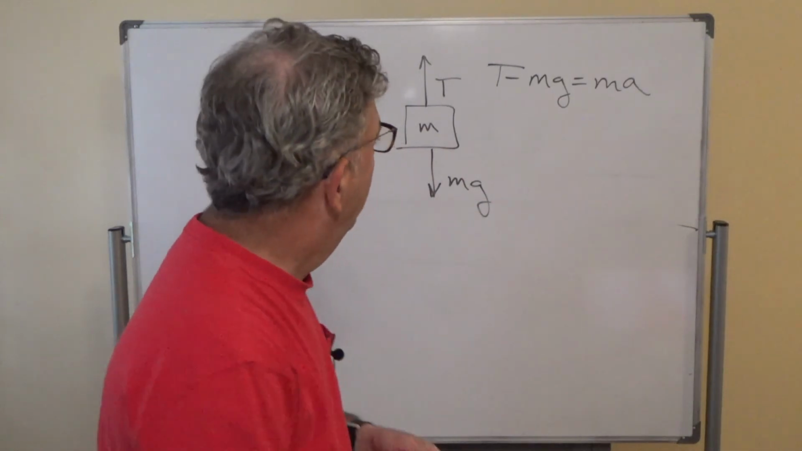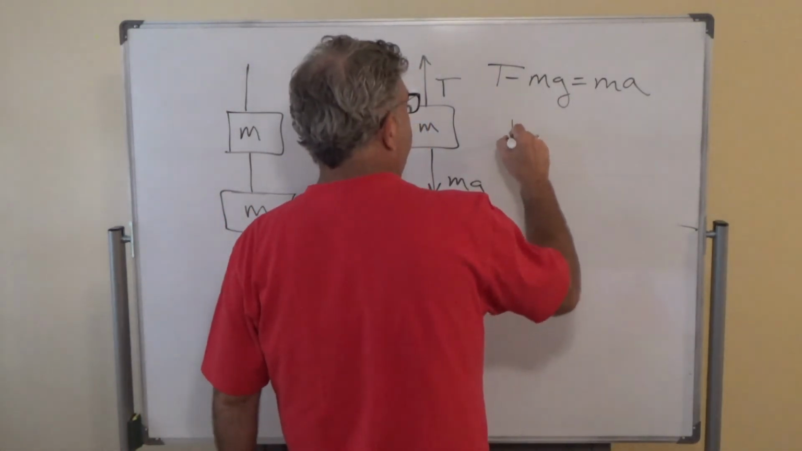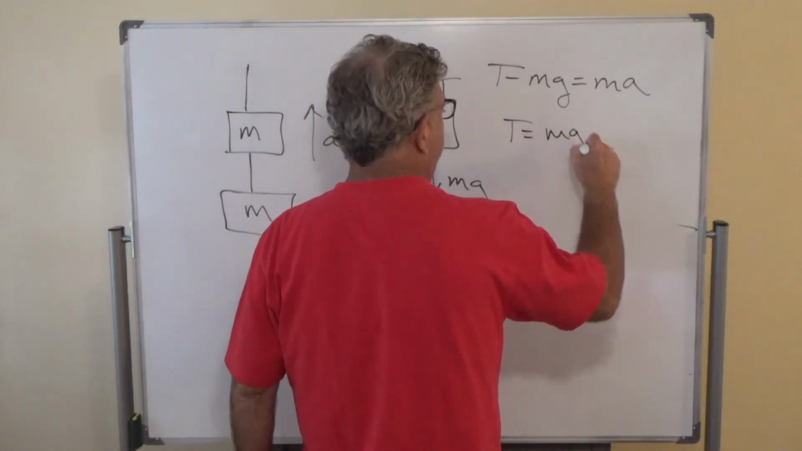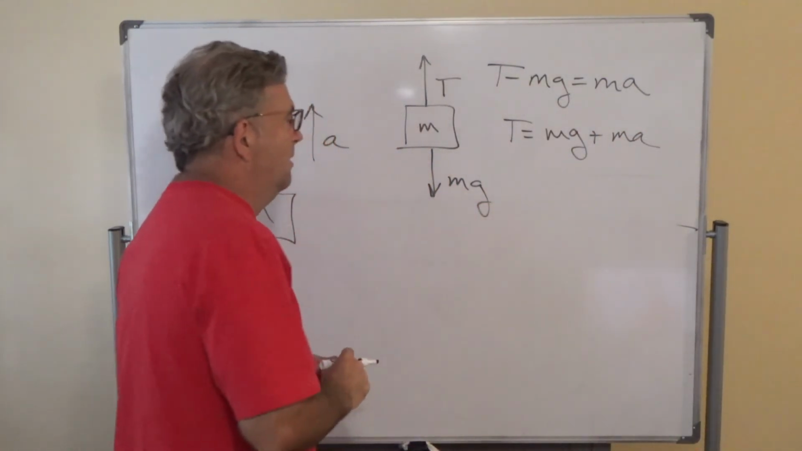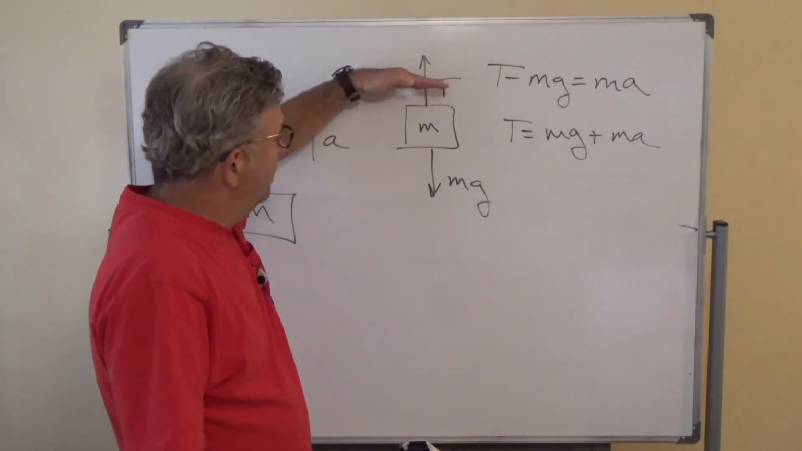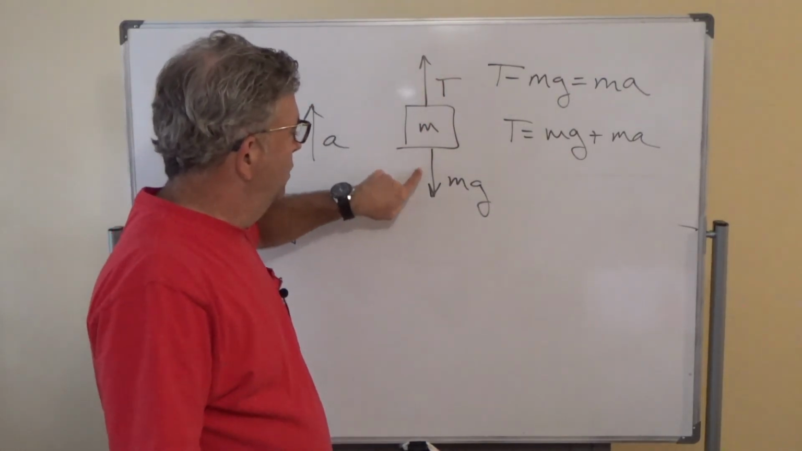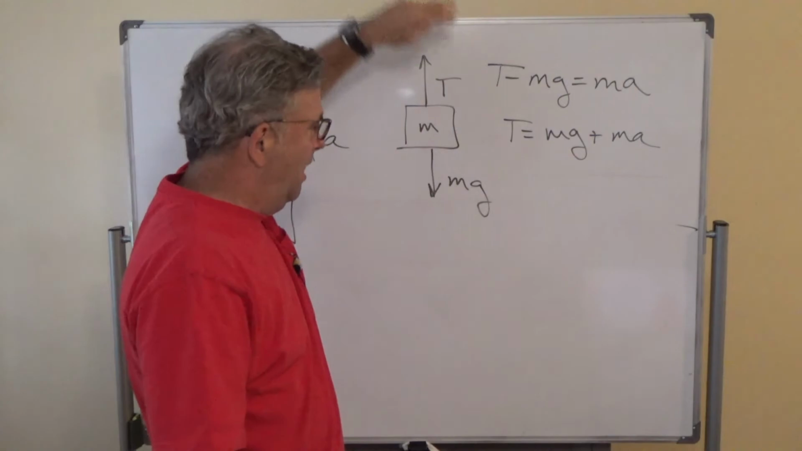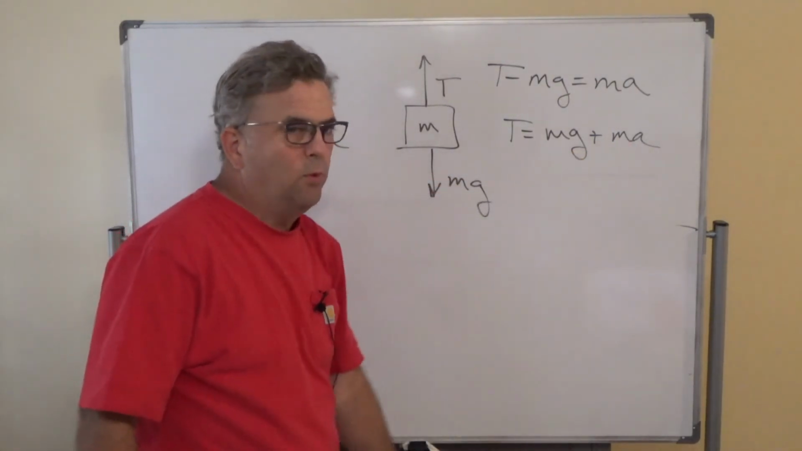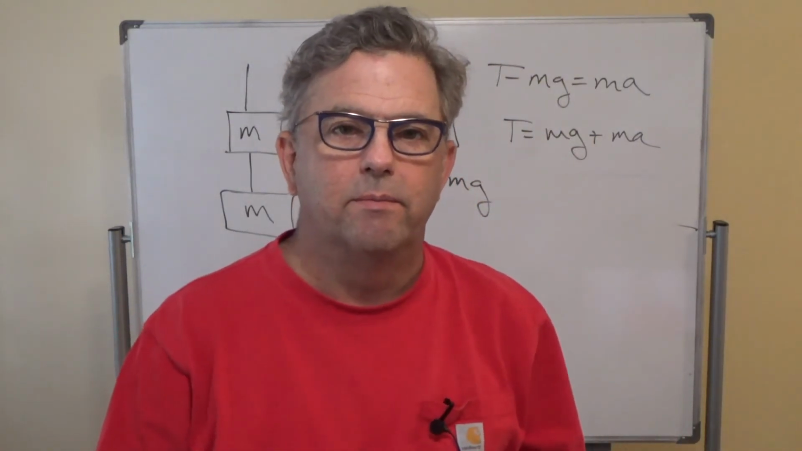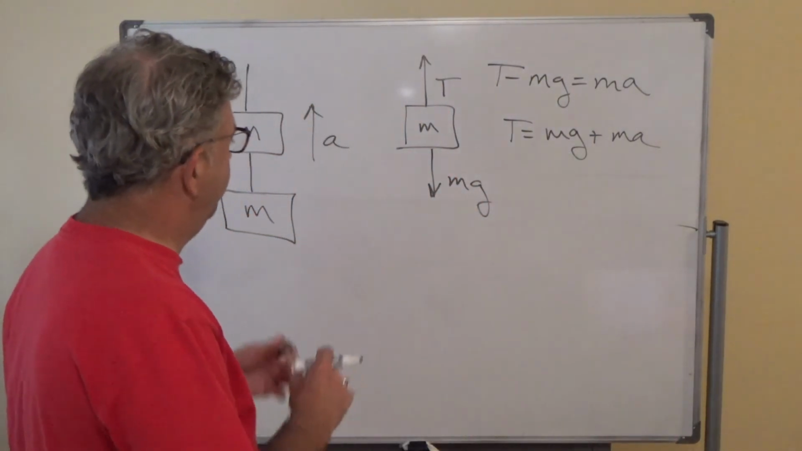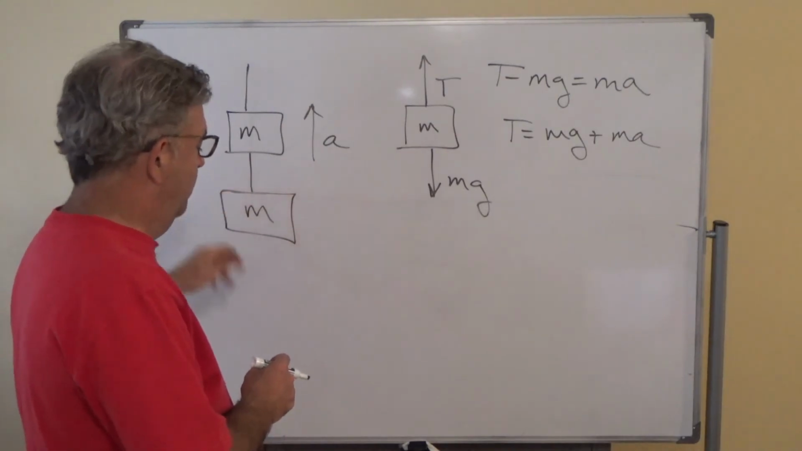So the tension is equal to mg plus ma. If it were at rest, the tension would just be mg, but it's accelerating, so you get that extra force that you have to make the object accelerate. Okay, fine. That's the lower mass.